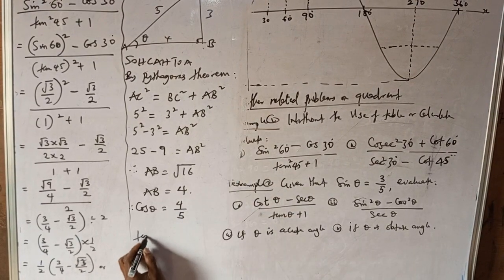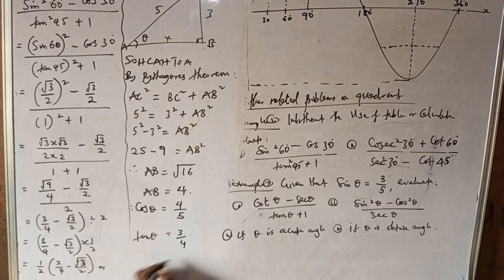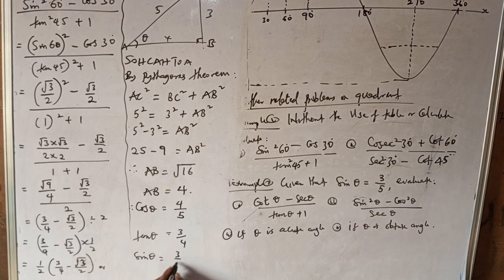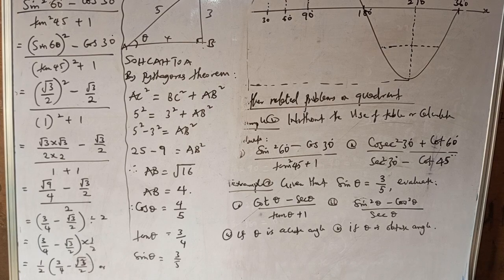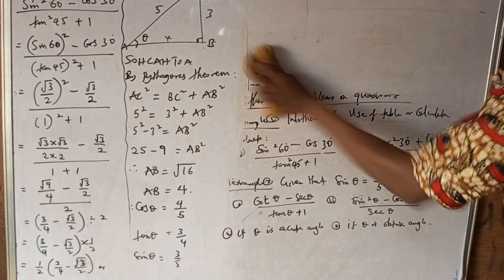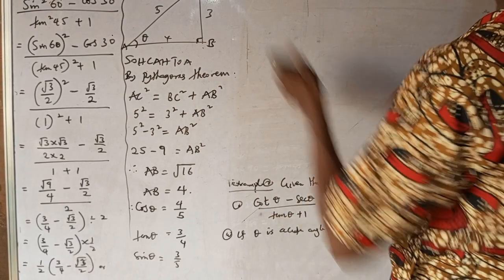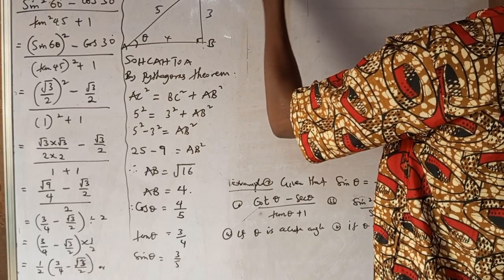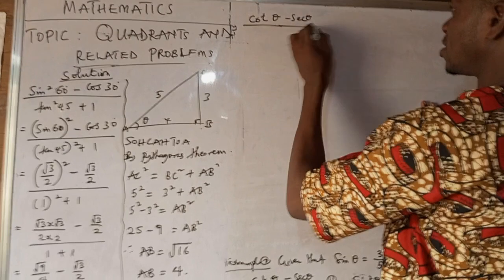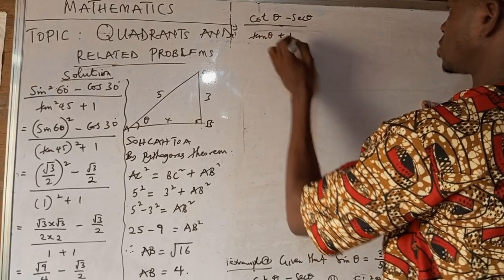And my tan theta is equal to opposite over adjacent, that is 3 over 4. Mind you, our sin theta is given as 3 over 5. So we solved the triangle completely. With that, you can now evaluate what they asked us to evaluate. Going back to the problem, they say we should do cot theta over cot theta minus sec theta, divided by tan theta plus 1.